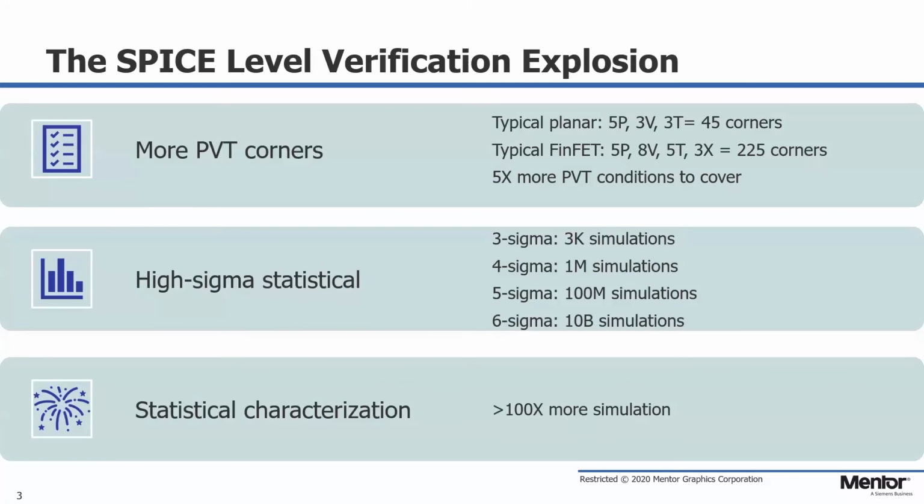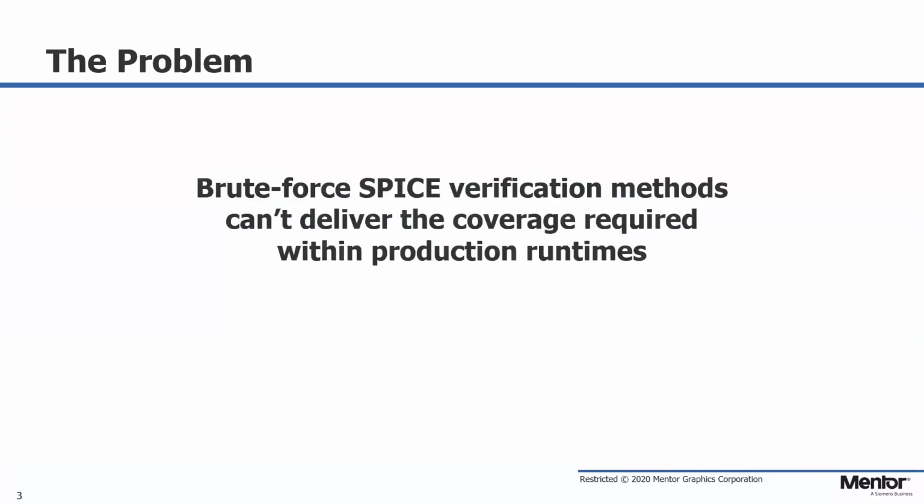And then with statistical characterization, if you had to brute force it out, it's also over 100 times more simulation. So just a phenomenal increase. Not a little linear increase. This isn't 2 or 4x. This is orders of magnitude more simulation that would be required. So the problem that we ran into is that brute force SPICE verification methods simply can't deliver the coverage required within production runtimes.